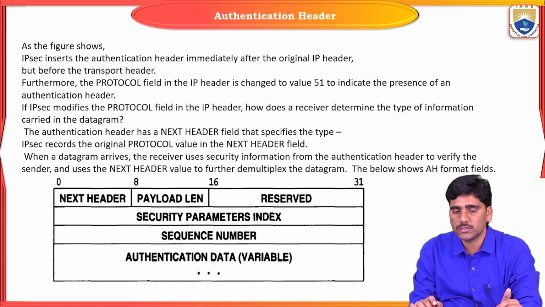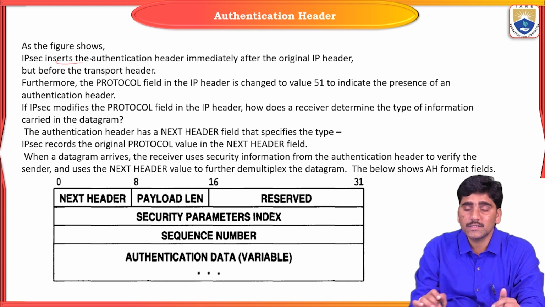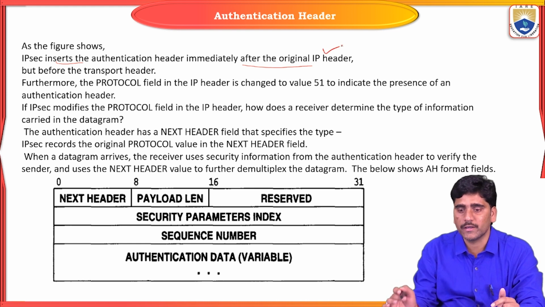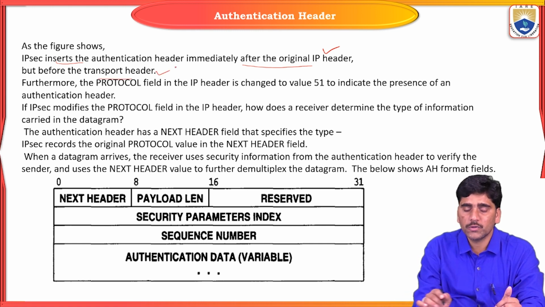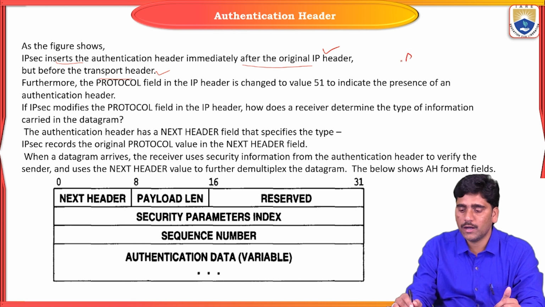As the figure shows, IP security inserts the authentication header immediately after the original IP header. So after the original IP header, the authentication header is added, but before the transport header. So the authentication header is added after the IP header and before the TCP header.